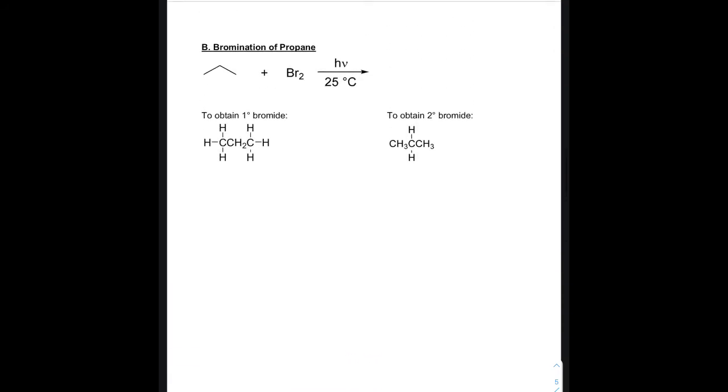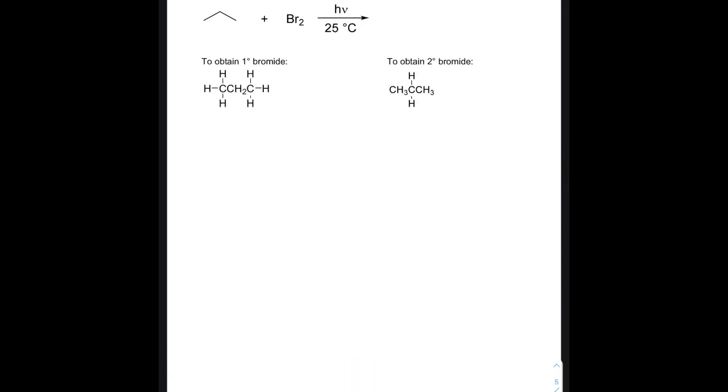Now, I want to contrast that with bromination of propane real quick. If we use bromine instead of chlorine in the same type of reaction, we also get two products: the primary bromide and the secondary bromide. But the yield distribution is very different. The secondary is about 97% yield, the primary is about 3% yield.